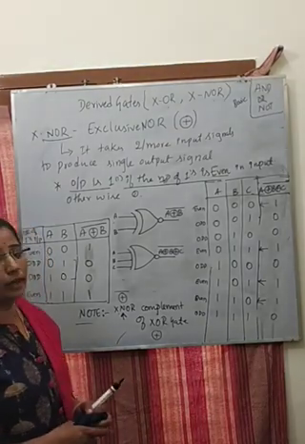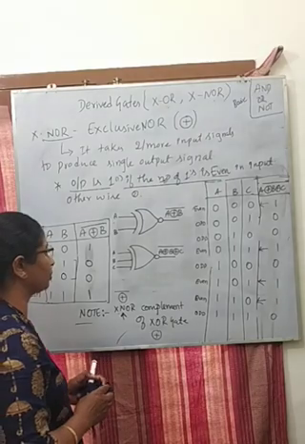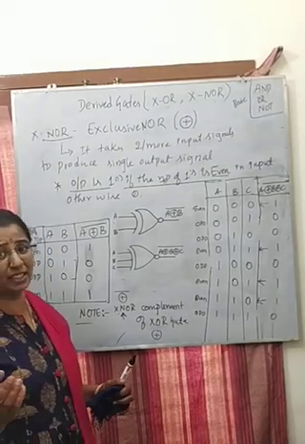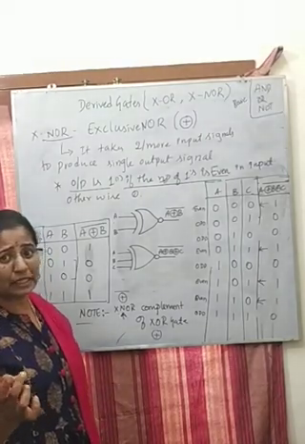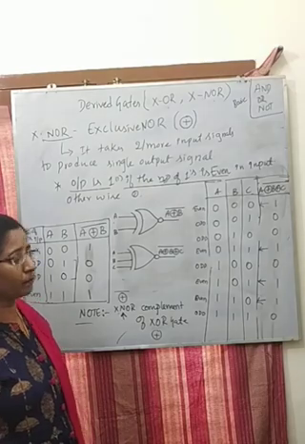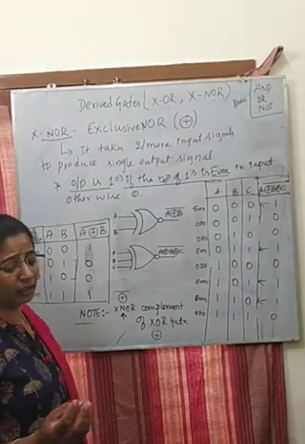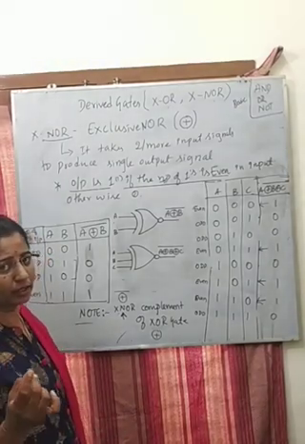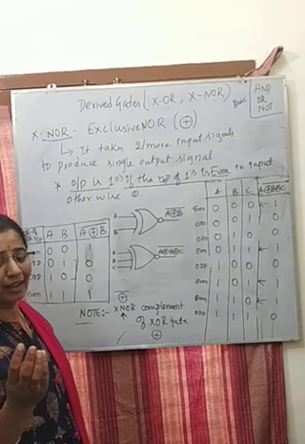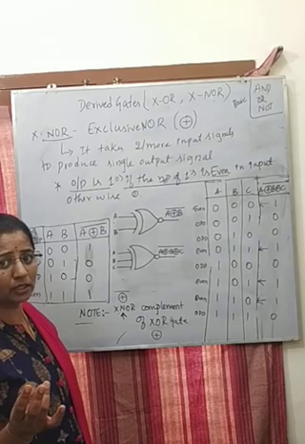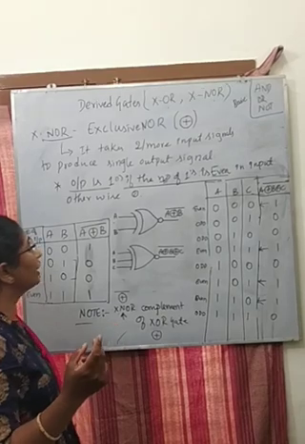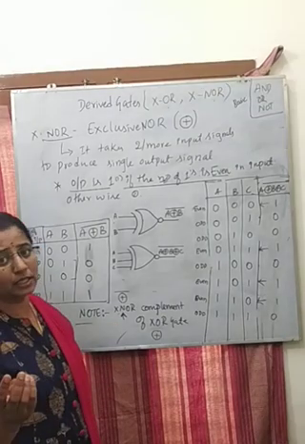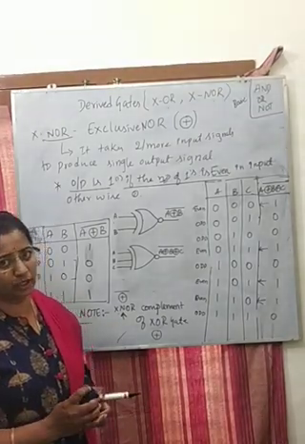So this is about your gates. There are 3 types of gates: basic gates, universal gates and derived gates. Basic gates are AND gate, OR gate, NOT gate. Universal gates are NAND gate, NOR gate. Then derived gates are XOR gate and XNOR gate.